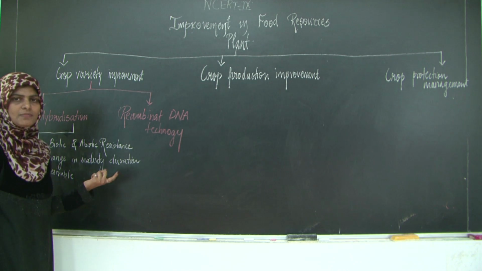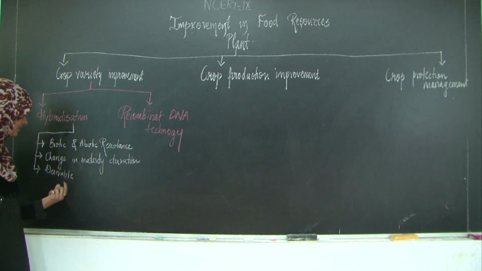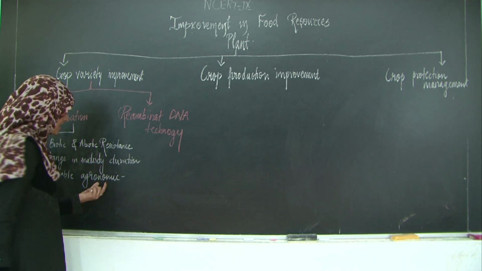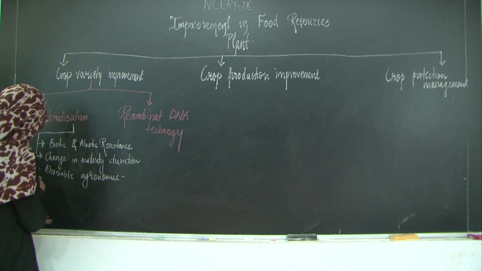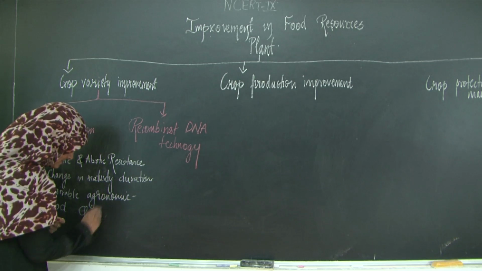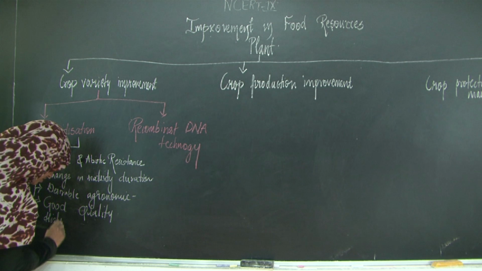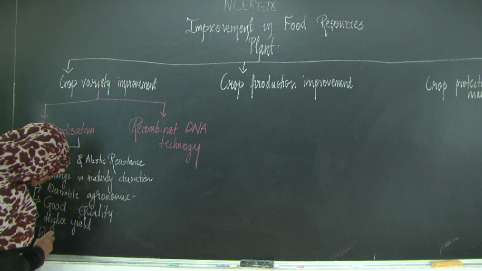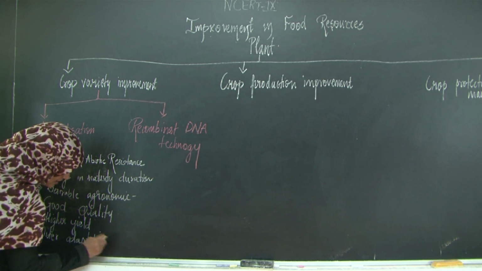Change in maturity duration is based on whether it is a kharif crop or rabi crop. So, instead of 6 months, if it grows in 3 months, the crop production will be more. Desirable agronomics means money related economics, or agricultural related economics, where I need characteristics which will give me more money. Then I have good quality. Then we have higher yield, so that the yield is more, so we get more money. And the last one, wider adaptability. It is able to grow in all the different types of adaptation, the temperature, the climate, the moisture, etc.